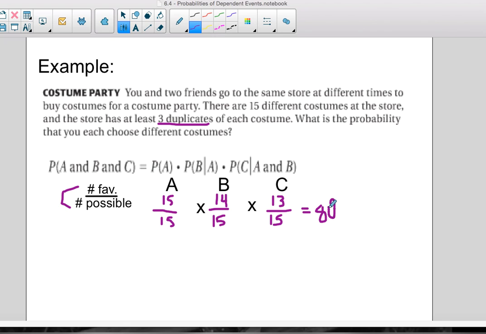It's not for sure. It's not a certain event, but it's pretty good percentages that you would all have something different, right? God forbid you showed up to the Halloween party or the costume party and were wearing the same thing. That would pretty much end your reputation at Duxbury High School as you know it. So you should be safe, right? 80.9 is pretty good odds.